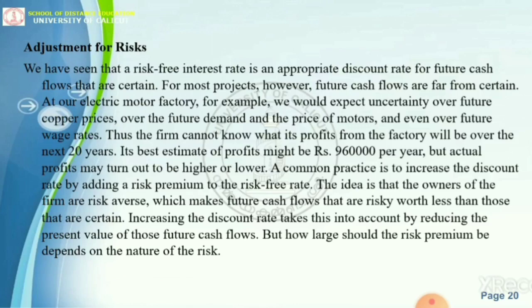The next is adjustment for risk. We have seen that a risk-free interest rate is an appropriate discount rate for future cash flows that are certain. For most projects, however, future cash flows are far from certain. At our electric motor factory, for example, we would expect uncertainty over future copper prices, over the future demand and the future price of motors, and even over future wage rates. Thus, the firm cannot know what its profits from the factory will be over the next 20 years. Its best estimate of profit might be rupees 9,60,000 per year. But actual profits may turn out to be higher or lower.